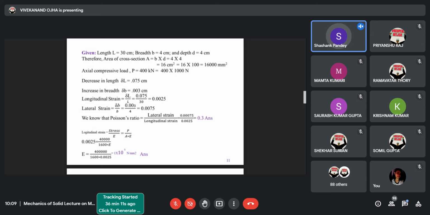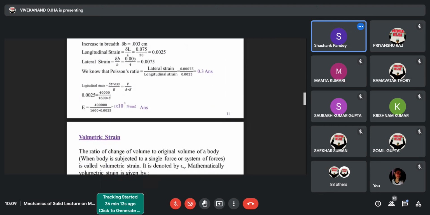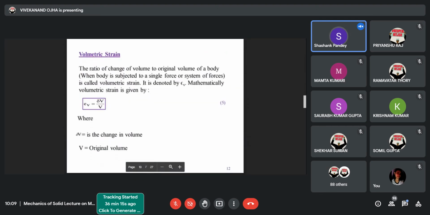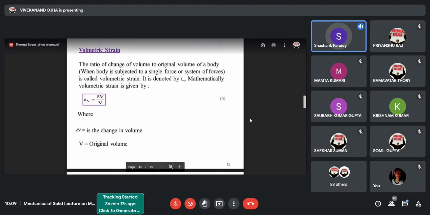So moving on to the next part, volumetric strain. Gradually, we proceed towards bulk modulus. Before understanding the bulk modulus, we need to understand what volumetric strain is. Please come on to slide number 12, volumetric strain.